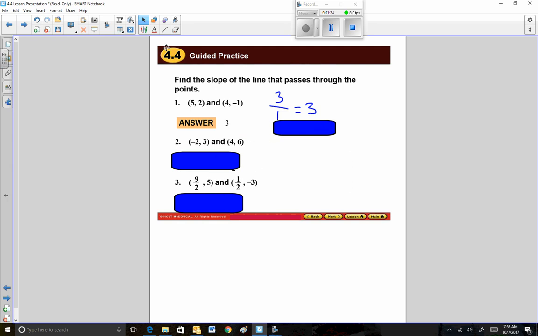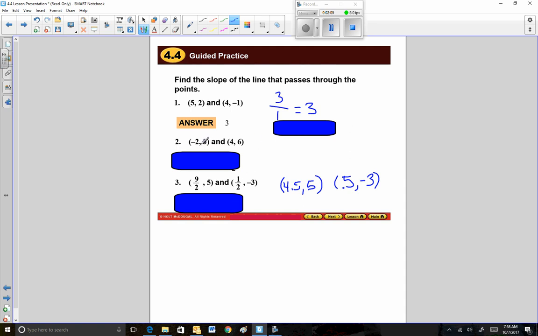This one on the bottom, since you don't have to work with fractions, we can rewrite this. And I'm going to rewrite it as 4.5, because that's the same thing as 9 divided by 2, which is 4.5. And the other number, we could use 0.5 instead of the number 1/2, and negative 3. So please find the slope for these 2 and 3. Pause your video.